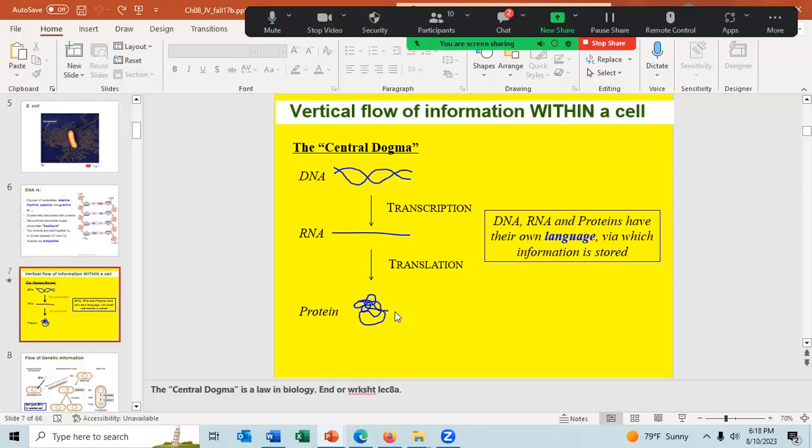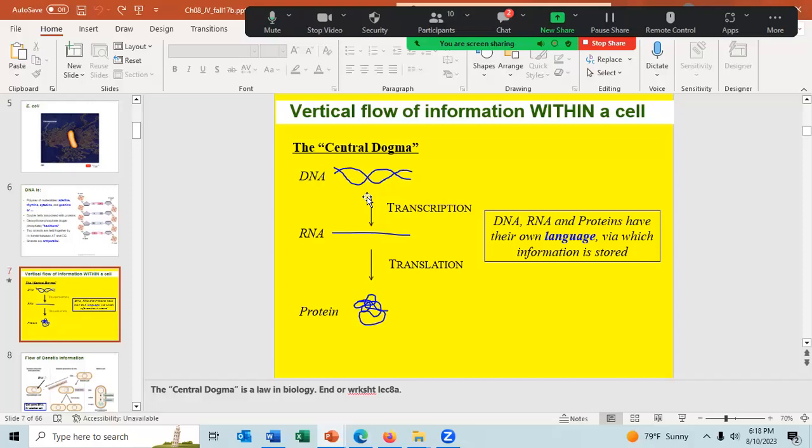This is known as the central dogma in biology, which is a law in biology, because in our cells, the information always flows, at least from our genes, from DNA to RNA to protein. It never flows from protein back to RNA, and then RNA to DNA.